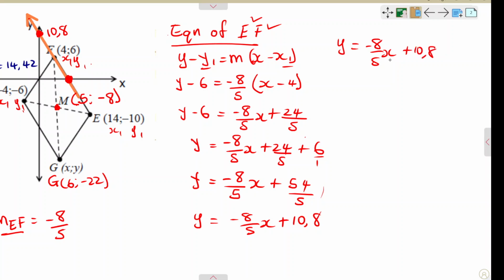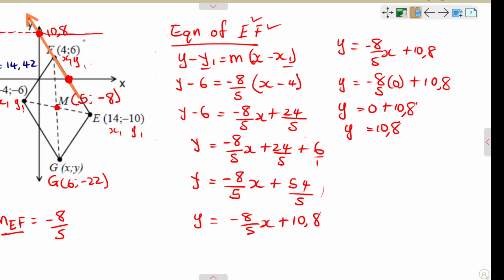Now we know that if you make x 0, then we can find this y coordinate. So if you make x 0, this is going to become 0 plus 10,8. That means the y coordinate is 10,8. That's what I was saying, it is cutting the y-axis at 10,8. But at what value does it cut the x-axis? That's what we want to find. If you want y, you have to make x 0. But if you want x, you must make y 0.